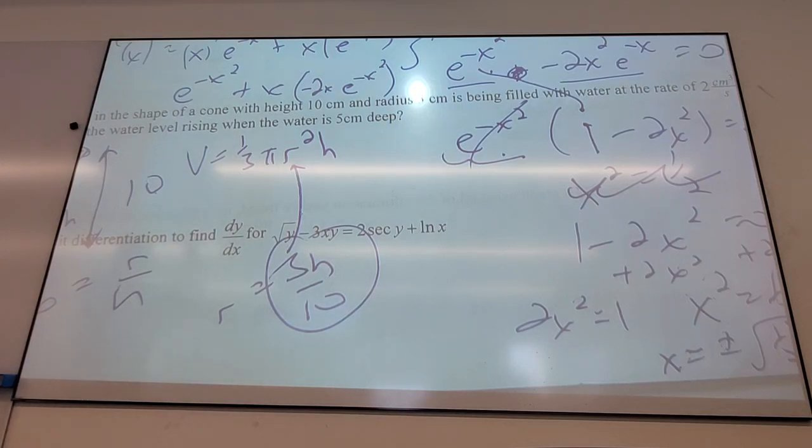So we'll relate volume to height. And if I take derivatives, that's going to relate change in volume to change in height. So if I know one of them, I can solve for the other. So go ahead, if some of you look at me quizzically, replace r with 3h over 10, and then figure out what the new volume formula is.